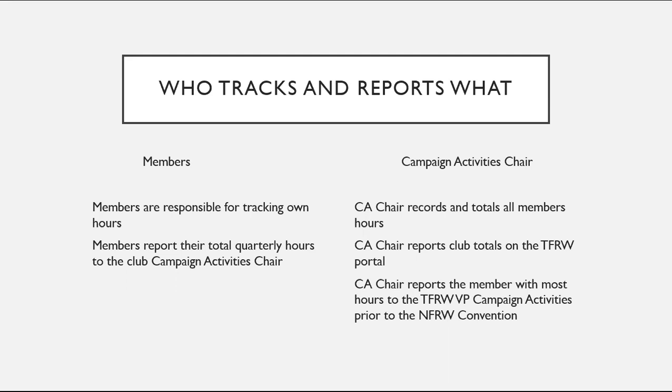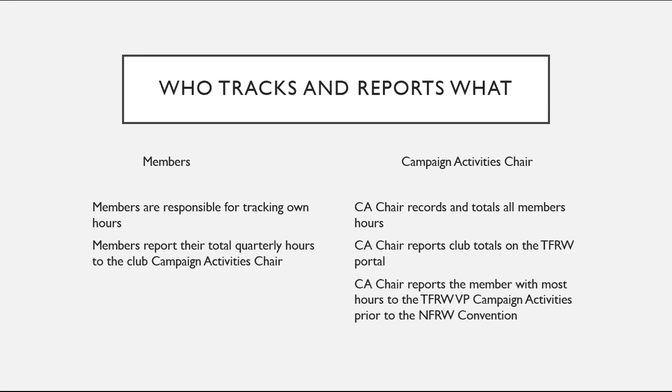You report those hours in a total number, not just rolled up. Don't give your campaign activity chairs 0.2 hours or 0.1 hours. Give them a rounded full number. Always round up because you know you had extras. The same thing goes for the club activities chair. When they report them, please put them in total hours.